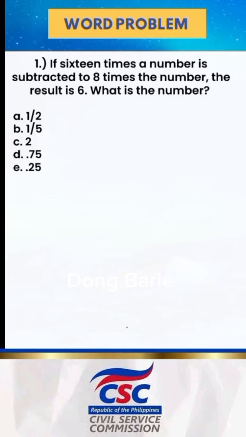Quiz, exam, and math problems tayo dahil marami pong ganitong lumalabas. Okay, so solve natin at i-analyze po natin tong problem na to. If 16 times a number is subtracted to 8 times the number, the result is 6. The question is, what is the number?